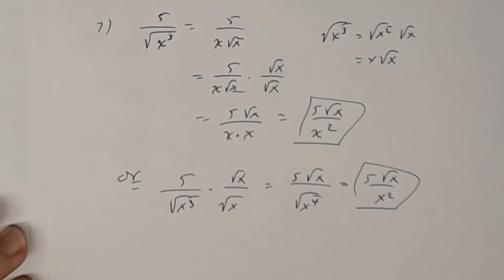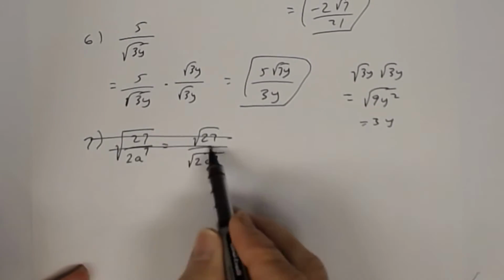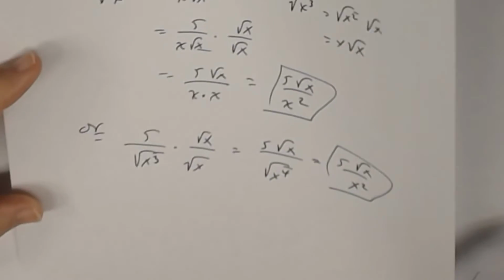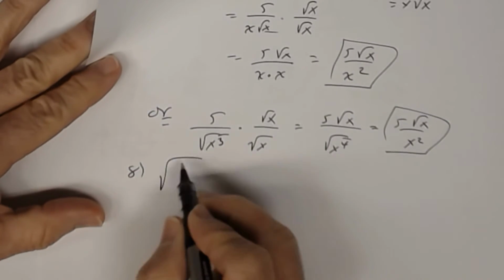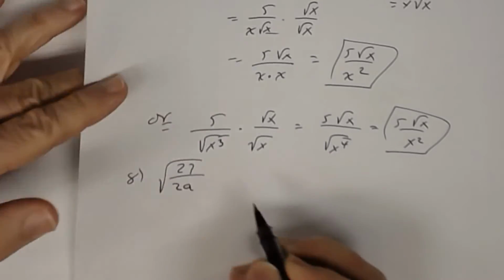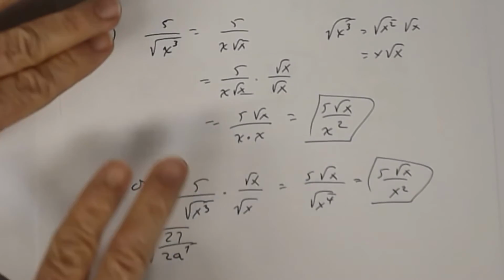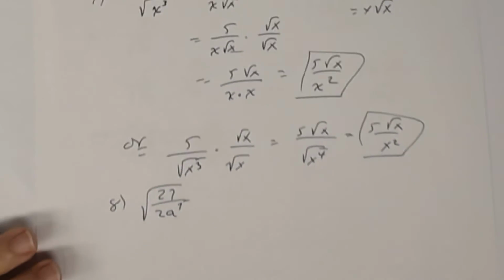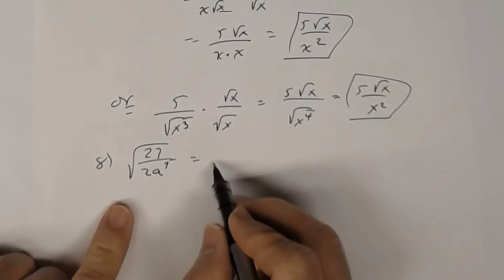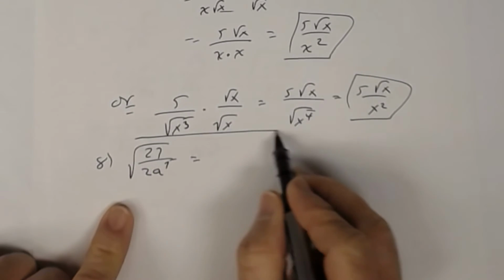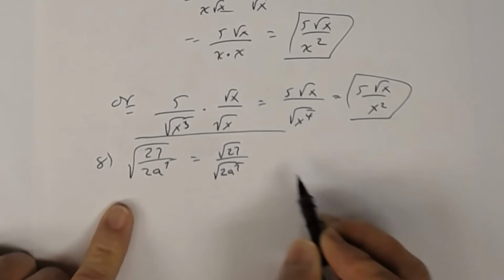Now let's go back and make this number 8, I'm sorry, number 8. So you have the square root of 27 divided by 2a to the 7th power. All right, so we're going to do it both ways. We're going to do it this way, and we're going to do it this way as well. So let's go ahead and rewrite this as the square root of 27 divided by the square root of 2a to the 7th.